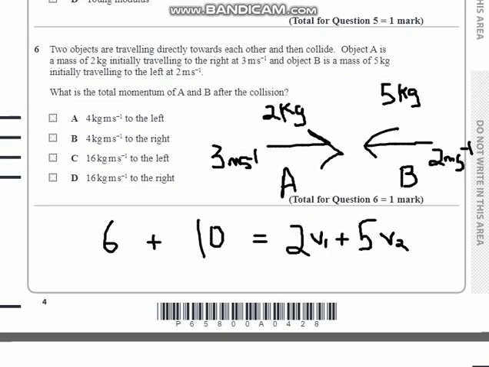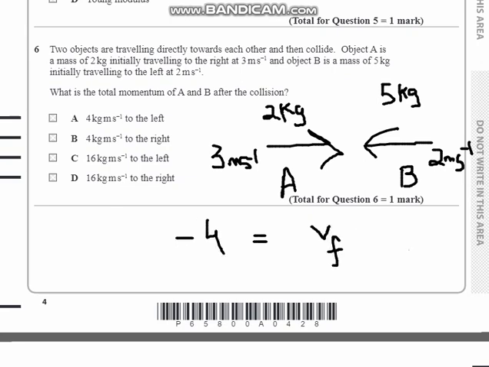Now if you notice, they said that the object B of mass 5 was initially traveling to left at 2 meters per second, so it was traveling the opposite side, so its sign will change and it will become minus 10. So our final simplification value will be minus 4 kg meter per second. Now we are left with A and B. The minus sign indicates left direction and the right direction indicates the positive side, so our option is clearly A.